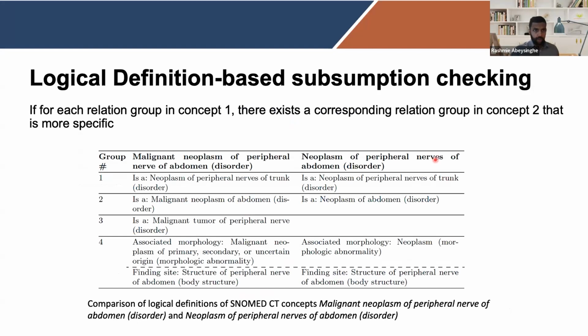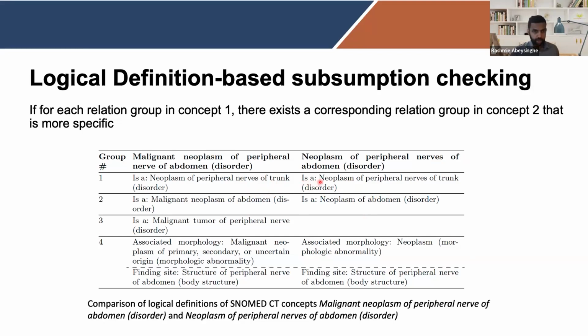So to perform logical definition-based subsumption checking, what we do is compare the attribute groups of one concept with another. And we say that if for each relation group of one concept there exists a corresponding relation group in the other concept that is more specific, then the one concept can be logically subsumed based on logical definitions.